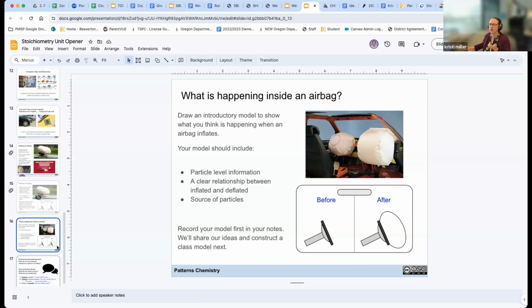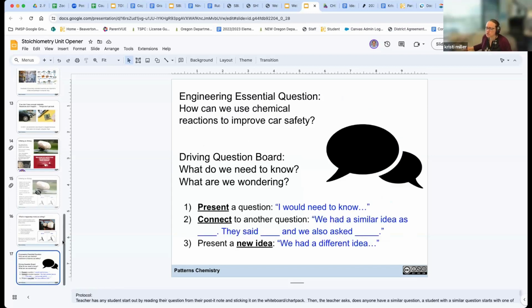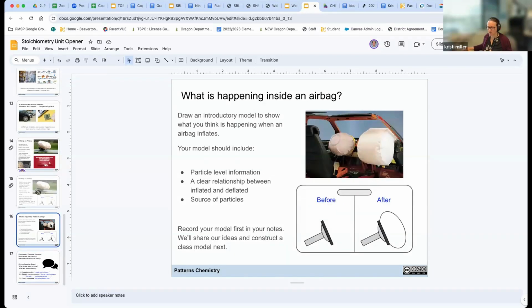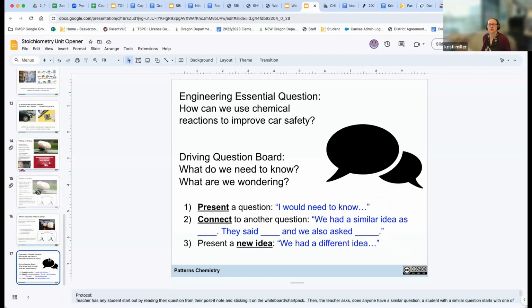This is a great way to use our information for our driving question board, right? We come up with questions. After we draw our model, we may have some questions, which is kind of a natural segue to our driving question board, which then when we have students post those questions and we group them, we see that we have kind of categories of questions. People are wondering kind of similar things, and then that helps us drive our instruction.